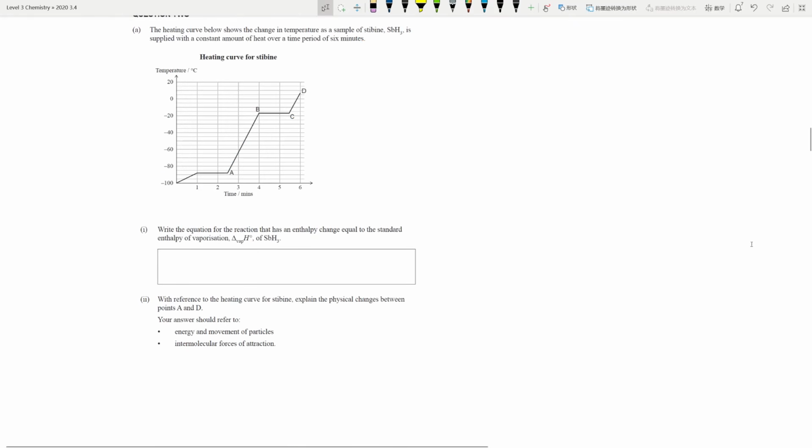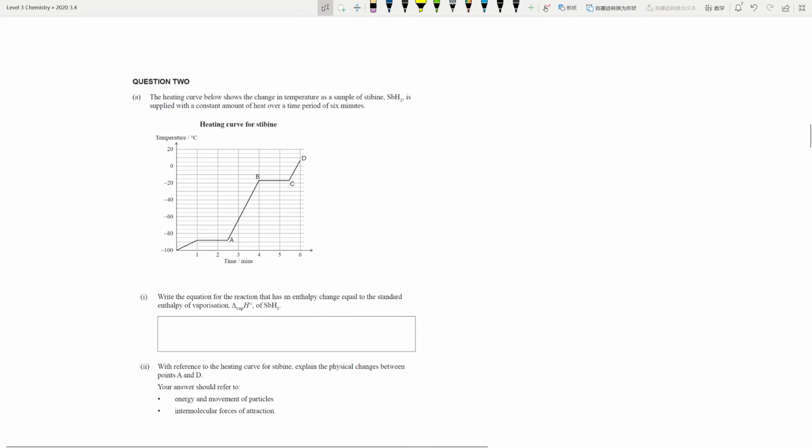Yeah, so hopefully that's not too difficult. All right, question number 2. What are we doing here? So we're looking at the heating curve.